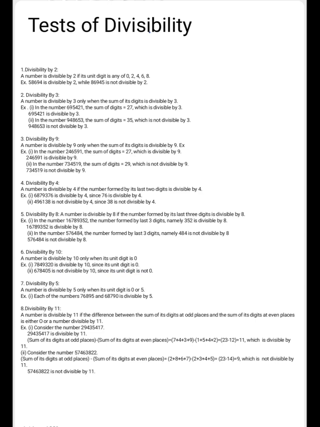Now, the divisibility by 5. As in the case of 10, we need to check the units place of the entire given number. If the units place is 5 or 0, we can say that it will be divisible by 5. Only 5 or 0 should be present in the units place.